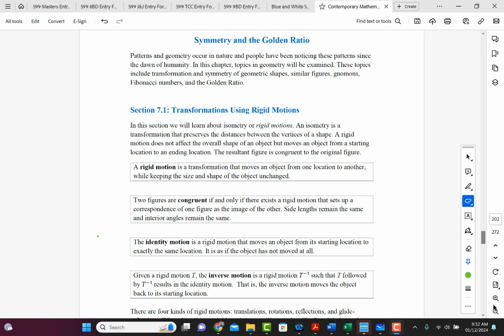Okay, now today we're going to start talking about symmetry and the golden ratio. Patterns in geometry occur in nature, and people have been noticing these patterns since the dawn of humanity. For example, they've been using the golden ratio in Greek architecture for over 1,000 years. In this chapter, topics in geometry will be examined.